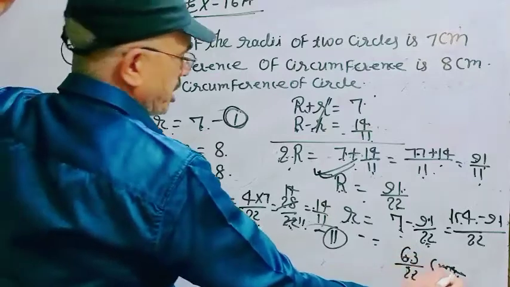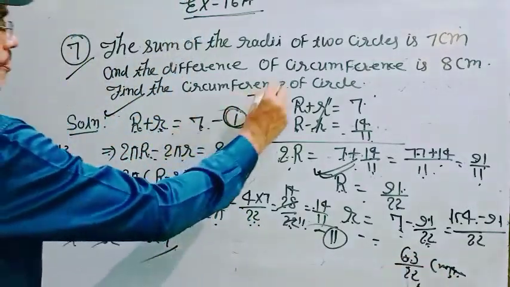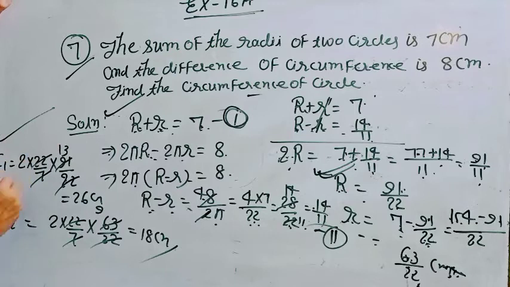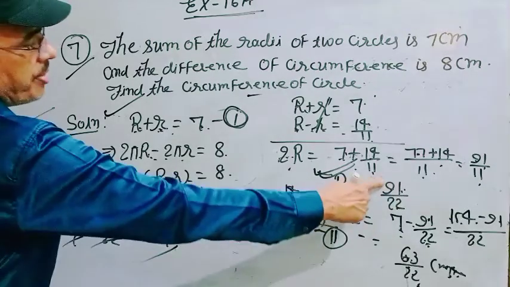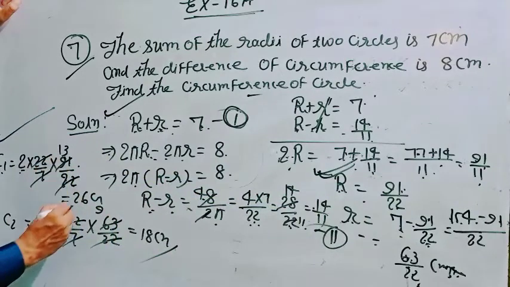Now your question: what is the circumference of the circles? So the first circumference of the circle is 2 pi R. So I write 2 into 22 by 7 into 91 by 22, because capital R is given as 91 by 22, you can see it, and you get here 26 cm.